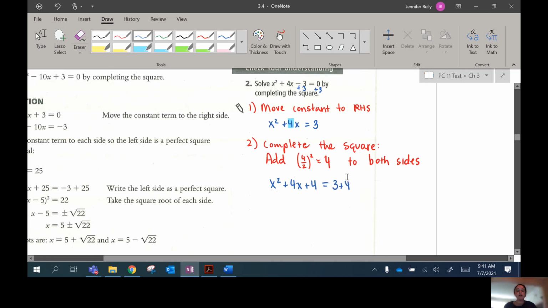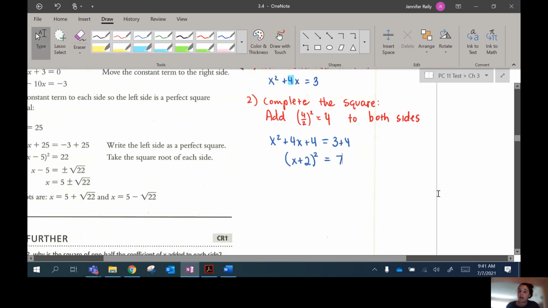When you use that little formula, it creates a polynomial on the left-hand side that can be factored into a perfect square, and then we can use the square root. So if we think of two numbers that multiply to 4 and add to 4, that would be 2 and 2. So this would factor into x plus 2 times x plus 2. And then on the right-hand side, we'll have 7 here. 3 plus 4 is 7.